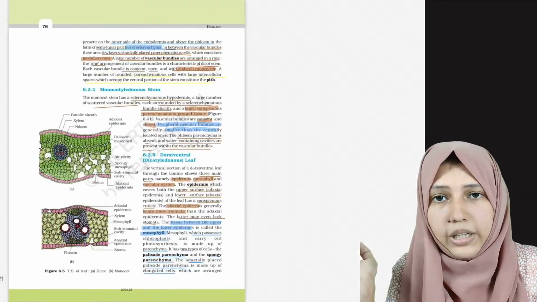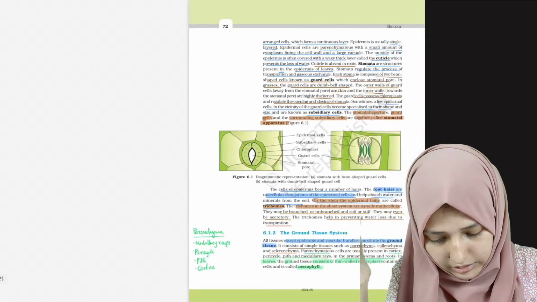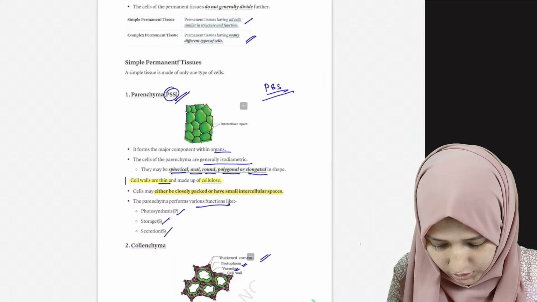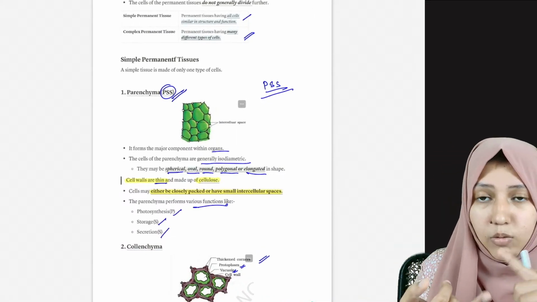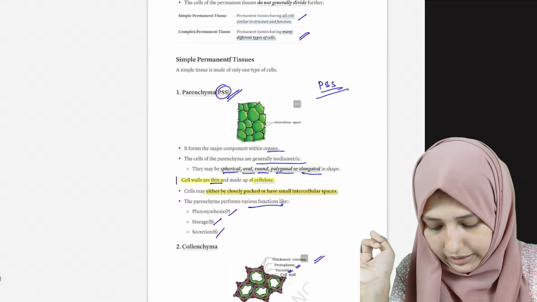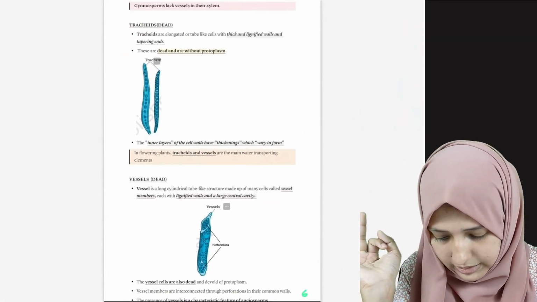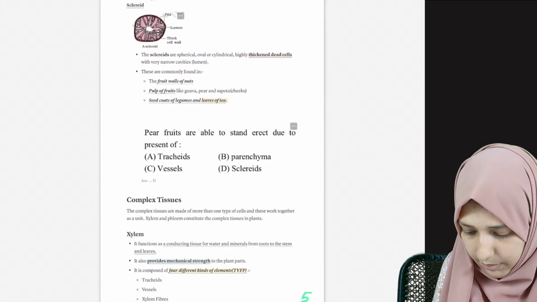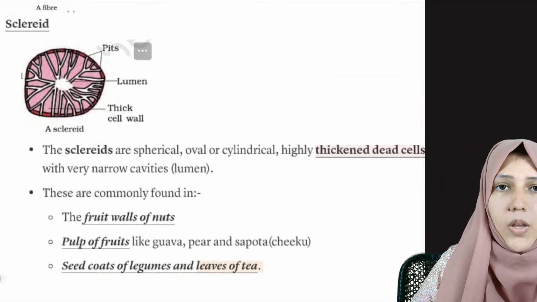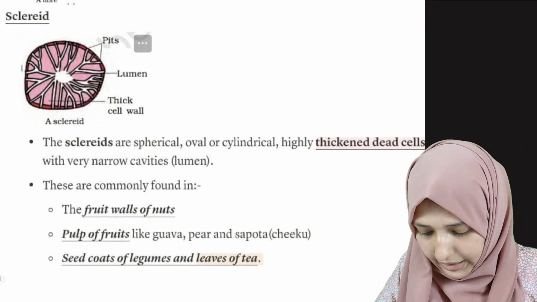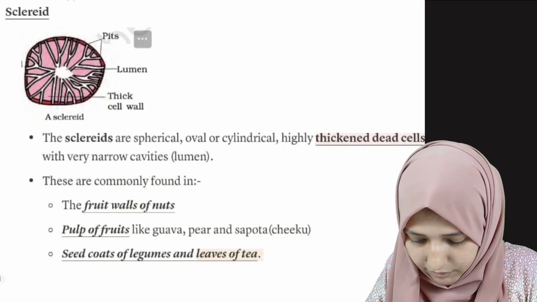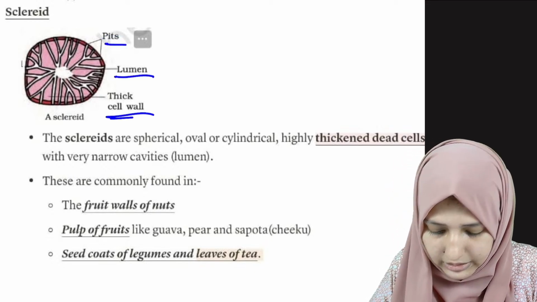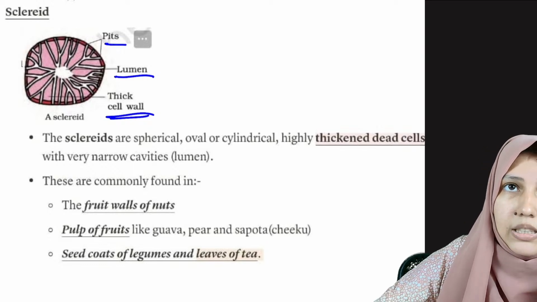Okay, so that was about the simple permanent tissue. First one was parenchyma, second one was collenchyma, and third one is sclerenchyma. In sclerenchyma again there are two types. One is sclereid. The sclereid will be having pith, lumen and thick cell wall. These are the cells of sclerenchyma.